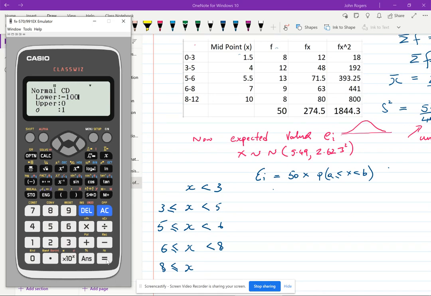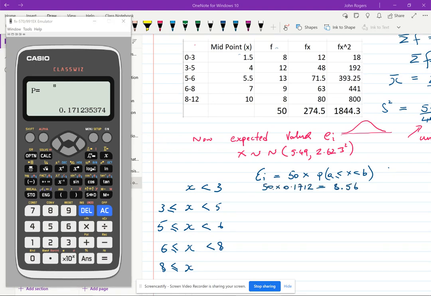And we can put the upper as 3. Our standard deviation is 2.623, and our mean is 5.49. So it's 0.1712, and we're going to times that by 50.